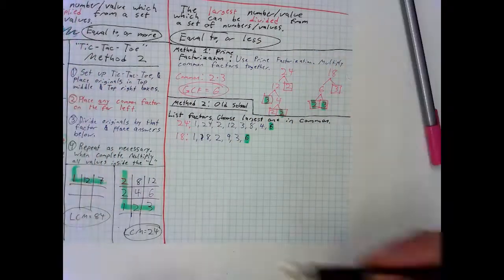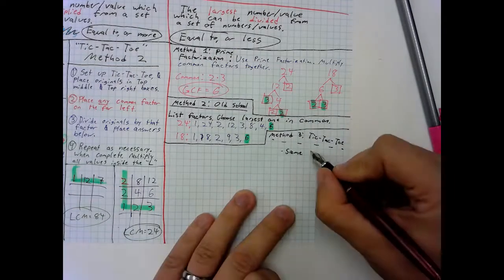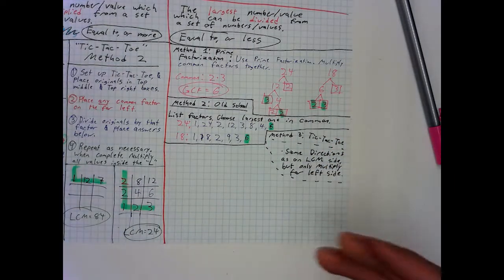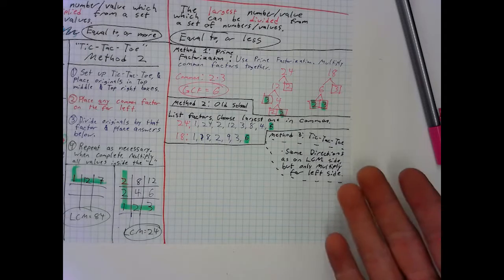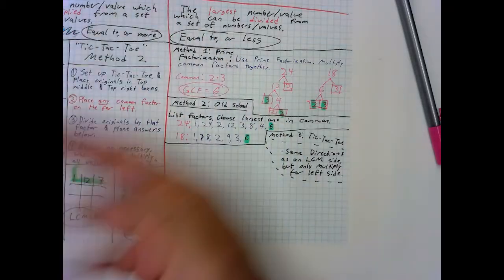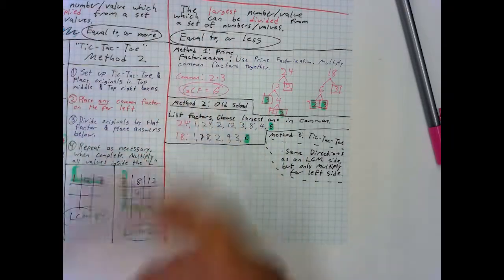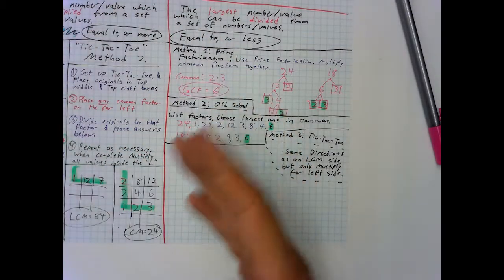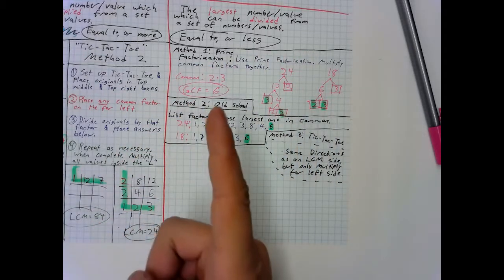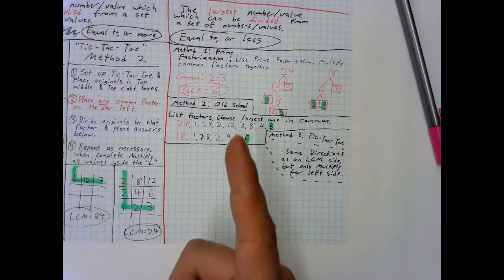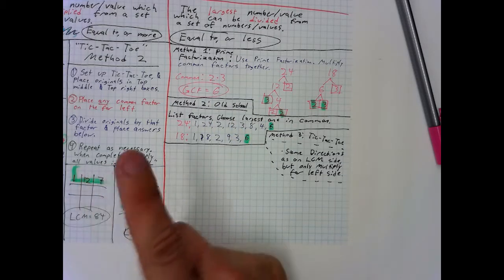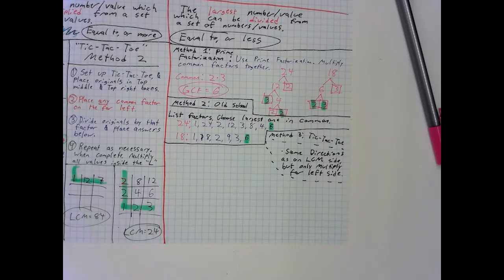Toe. For Tic Tac Toe, it's honestly going to be those same exact directions. Set up Tic Tac Toe, place any common factor on the left, divide the originals by that factor, place answers below, repeat as necessary. The one step that's going to be different is that you are only going to multiply the values on the far left side. You're not going to do the entire L shape.